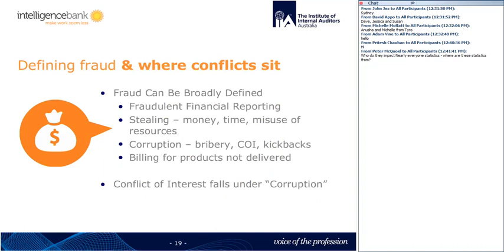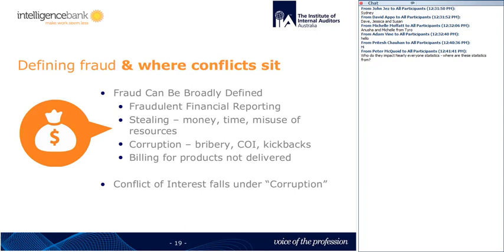With regards to fraud, very broadly defined, the key areas are fraudulent financial reporting, which is a pretty obvious way to commit fraud; stealing, whether it's money, time, or misuse of resources, meaning you work at a company performing a job and you're doing a side job using the company's resources without advising your employer; corruption, so bribery, conflicts, and kickbacks; and billing of products not delivered. Those are the four key areas of fraud.